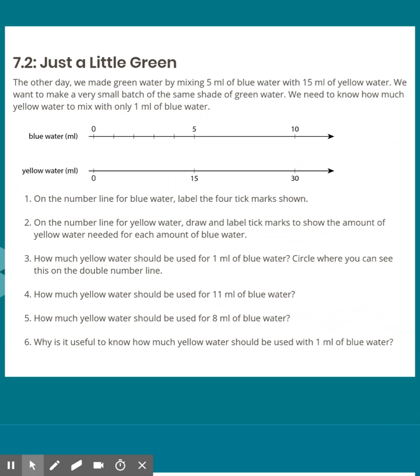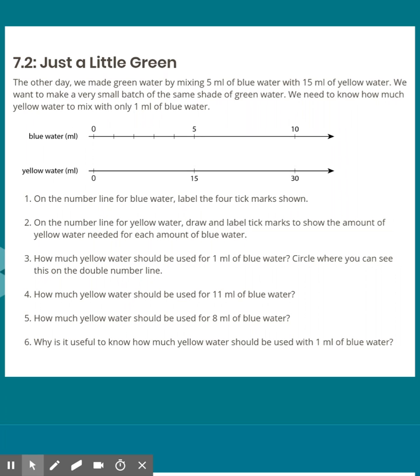So students are given steps to help them draw out the rest of this double number line. But again, it's using a context they've seen before with the green water by mixing the blue and the yellow. And so they just finish and complete the number line and then use it to reason.